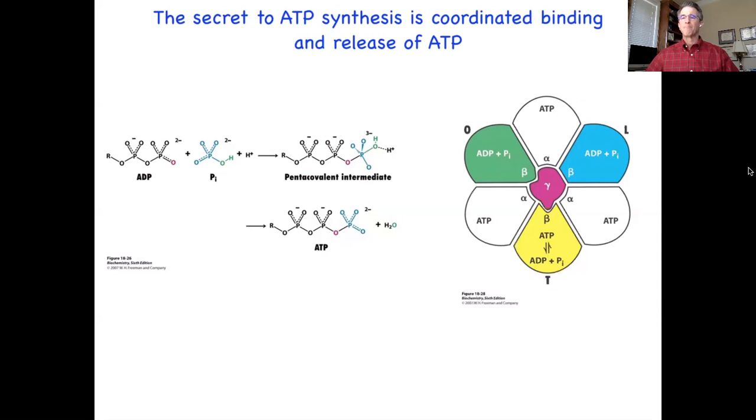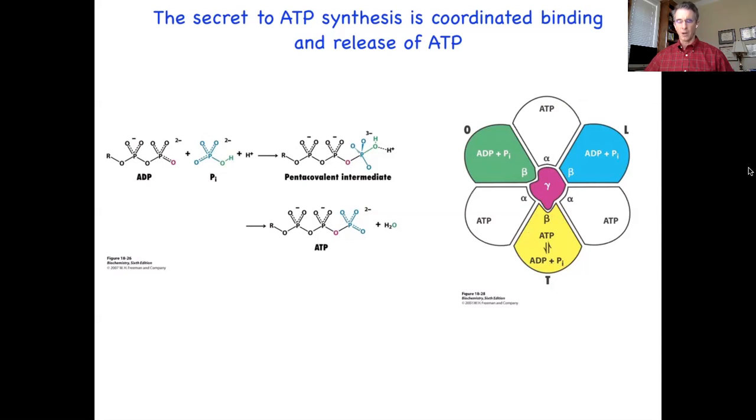And Boyer suggested one way to make this work would be if the beta subunits populate three different conformational states. One he called O for open, and that's basically the state that's going to load inorganic phosphate and ADP and release ATP. Another called L, which you think of as kind of a closed state. It's got ADP and inorganic phosphate bound, but now it's not freely exchangeable with the free solution. And then the business subunit, which is the so-called T state. And this is the state that makes the ATP.